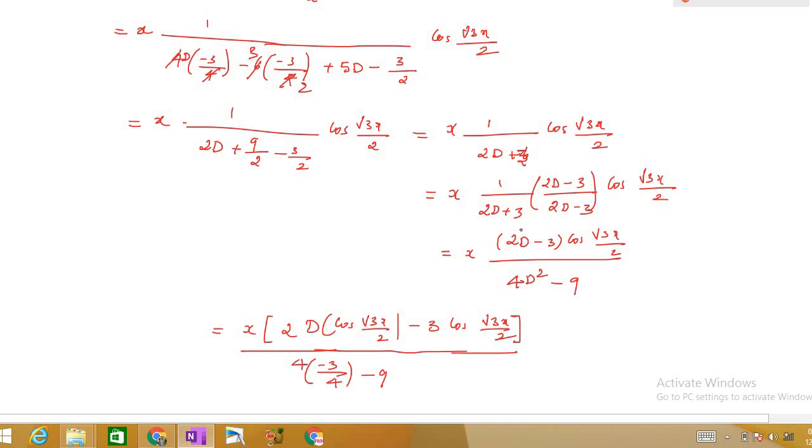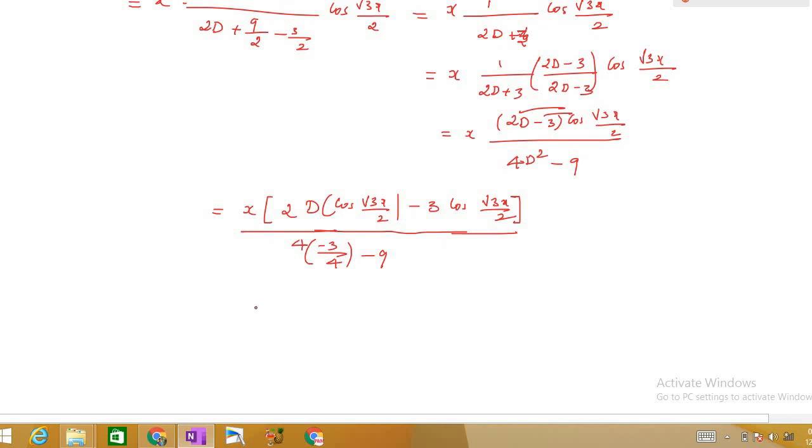So I just multiplied 2D and minus 3 inside. So we have to differentiate cos. This I can cancel, so I can take minus 12 outside. So we will have minus x by 12 outside. And if I differentiate this, the derivative of cos is minus sine root 3x by 2 into root 3 by 2, because I'm differentiating, right? So this will remain as it is, minus 3 cos root 3x by 2. Now I can cancel this 2 and this 2.